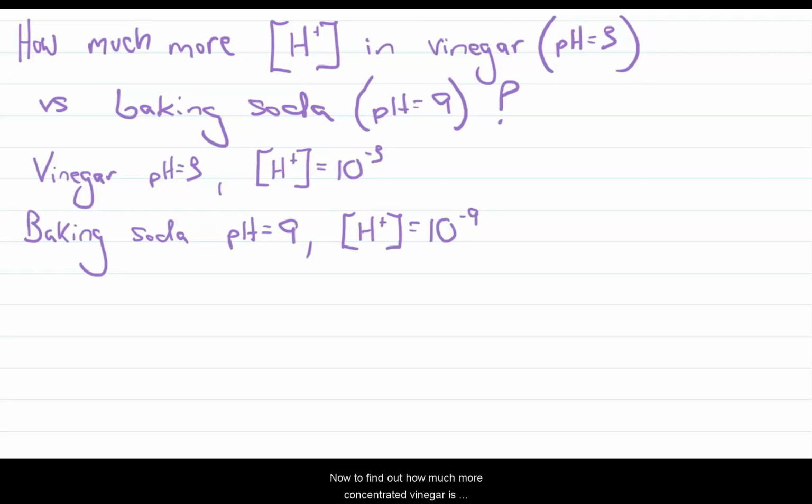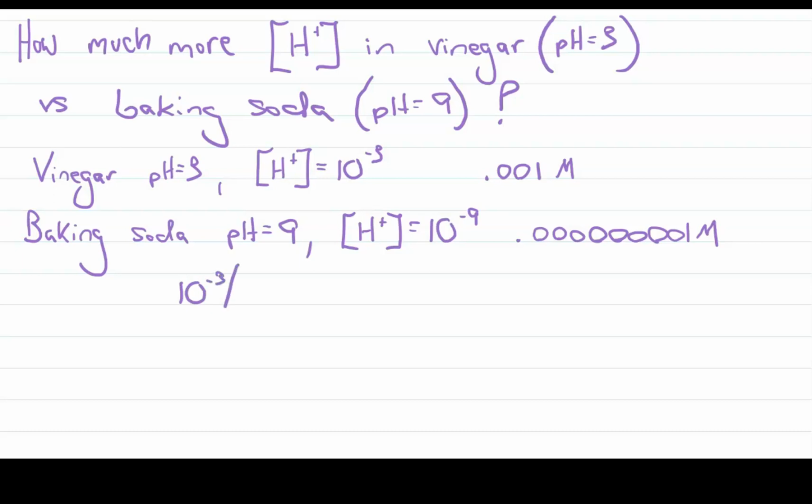Okay, now to find out how much more concentrated vinegar is than baking soda, keep in mind that 10 to the minus 3 is really 0.001 molar, and that 10 to the minus 9 is 0.000000001 molar. To find out how much more concentrated the vinegar is than the baking soda, all I have to do is divide that 10 to the minus 3 by 10 to the minus 9, right? That's going to give us that fold difference.